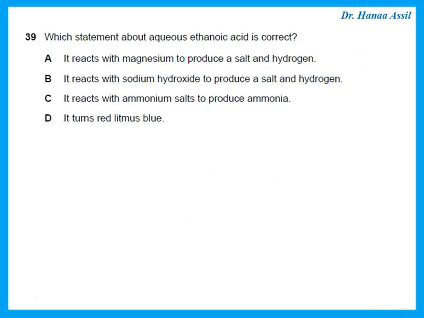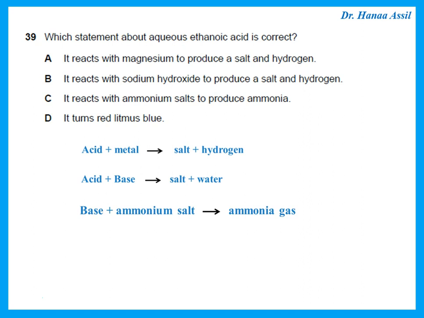Which statement about aqueous ethanoic acid is correct? Well, remember that ethanoic acid is a weak acid, it's an organic acid, but it's an acid. So what are the reactions that acids do? You should know. Acids react with metals to form salt plus hydrogen. So when he says it reacts with magnesium to form a salt and hydrogen, that is actually correct. It reacts with sodium hydroxide to form salt and hydrogen? No, an acid reacts with a base like sodium hydroxide to form salt plus water, not hydrogen.